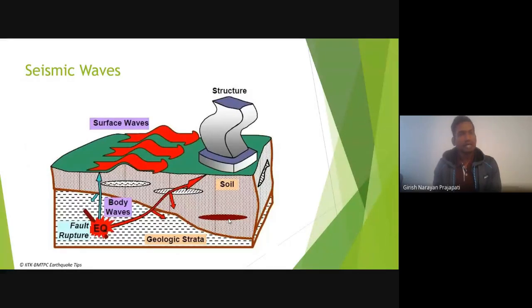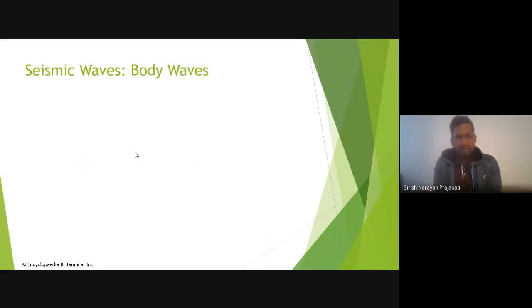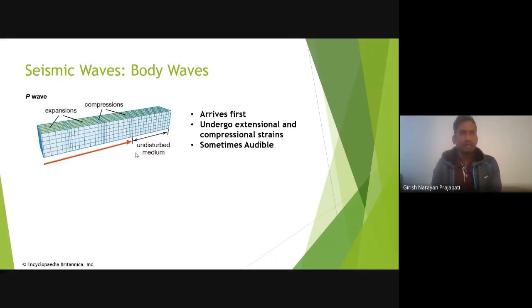Generally we have two types of seismic waves: body waves and surface waves. The body waves generally occur below the earth's surface and near the fault rupture, whereas the surface waves are generally near the earth's surface. Now, body waves generally consist of two parts, primary waves and secondary waves. The primary waves move in a straight line, but get tension and compression, like expansion and compression. Here you can see it is expansion and here it is getting compression.